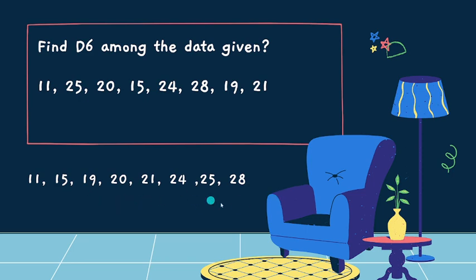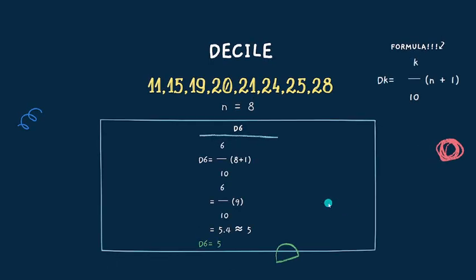Now that we have arranged the data, we can proceed to getting the decile. Here I have the formula. Our total number of data is 8: 1, 2, 3, 4, 5, 6, 7, 8. They are asking for D6, so we substitute.